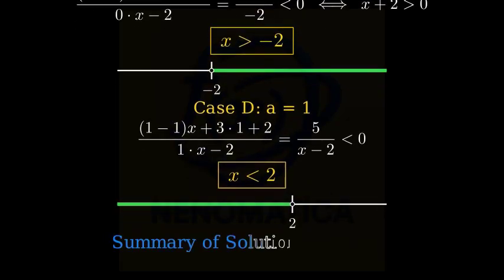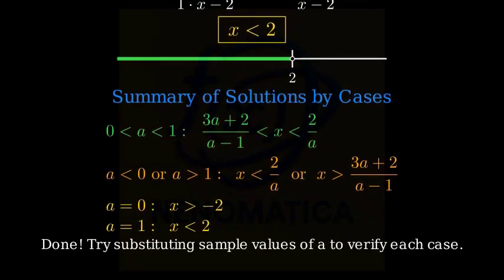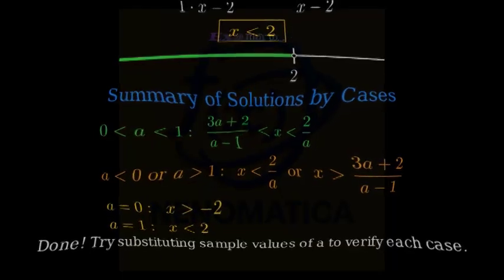To wrap up, here is a clean summary of all solution sets by cases on the parameter A. Great work! We turned the inequality into a single fraction, found critical points, and used sign analysis to solve it across all parameter cases. Here is the problem statement, red in orange.